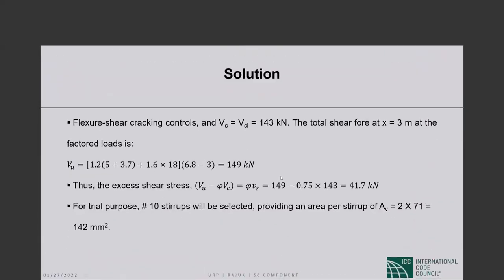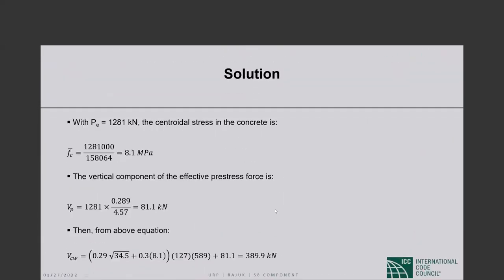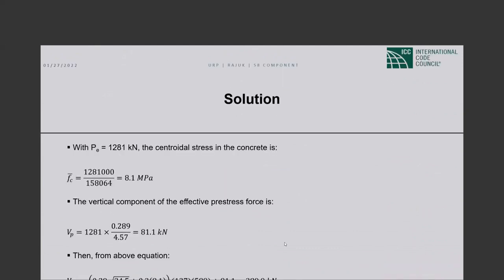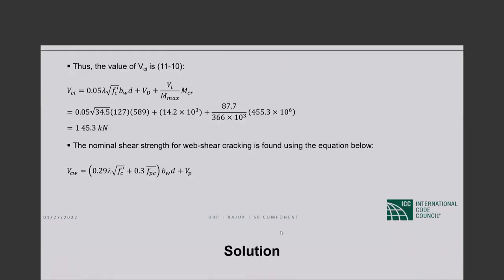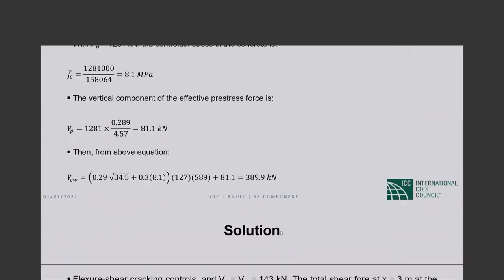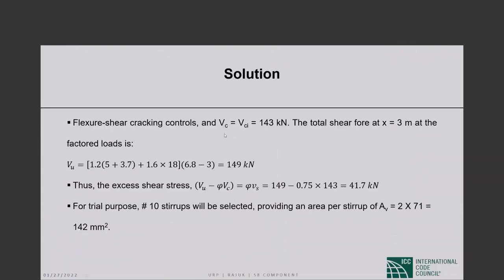So here's something important here. VCW is 389 and VCI is 145. Of course, this one controls, right? The lower one controls. So I assume that to be my governing concrete strength, VC.